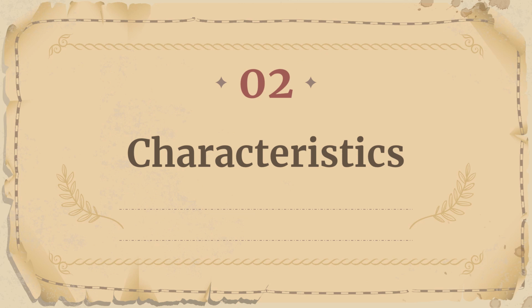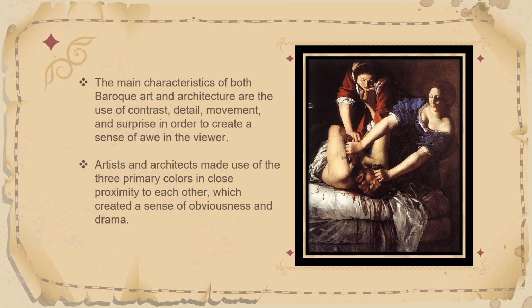Now let's look at some characteristics of Baroque art and architecture. The main characteristic of both Baroque art and architecture is the use of contrast, detail, movement, and surprise in order to create a sense of awe in the viewer. The intention was to give viewers something interesting to look at that could keep attention.